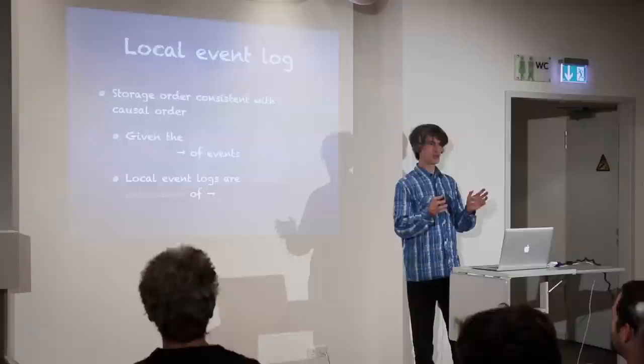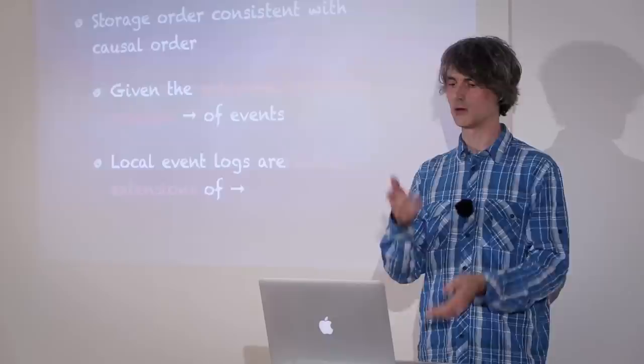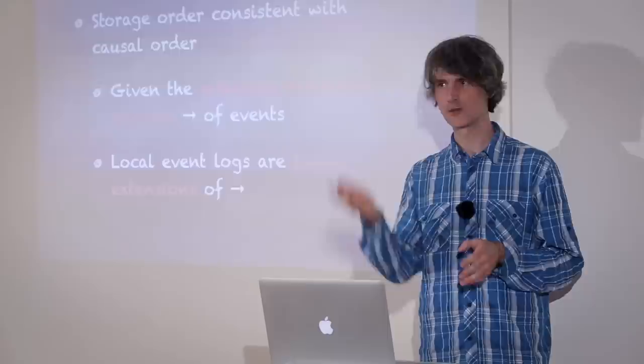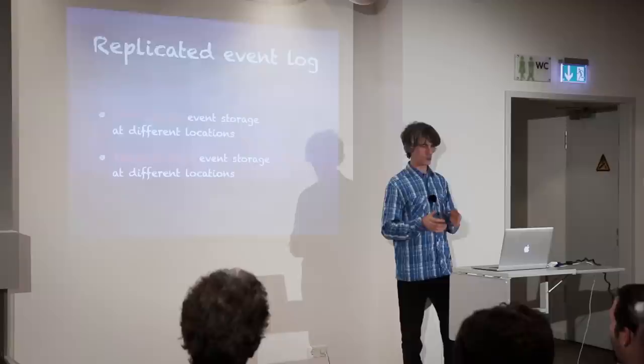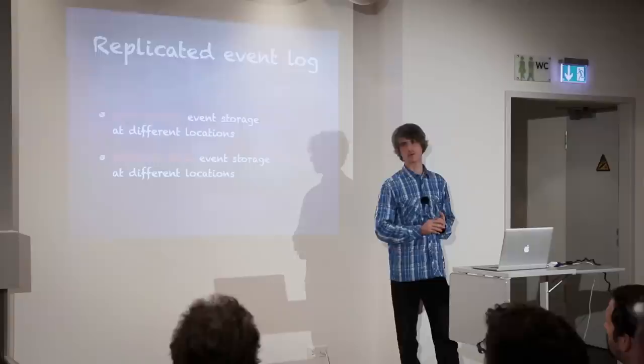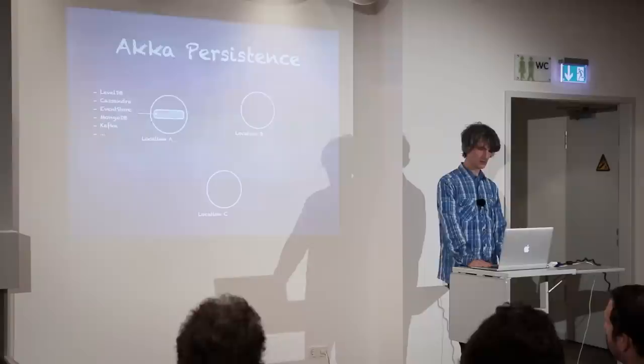So this causality relation, or the partial order, can have many different linear extensions, and the local event log is always one of these many different linear extensions. In other words, we have the same causal event storage order at each location, but a different total event storage order at different locations. These are the basic properties of a replicated event log in Eventuate.